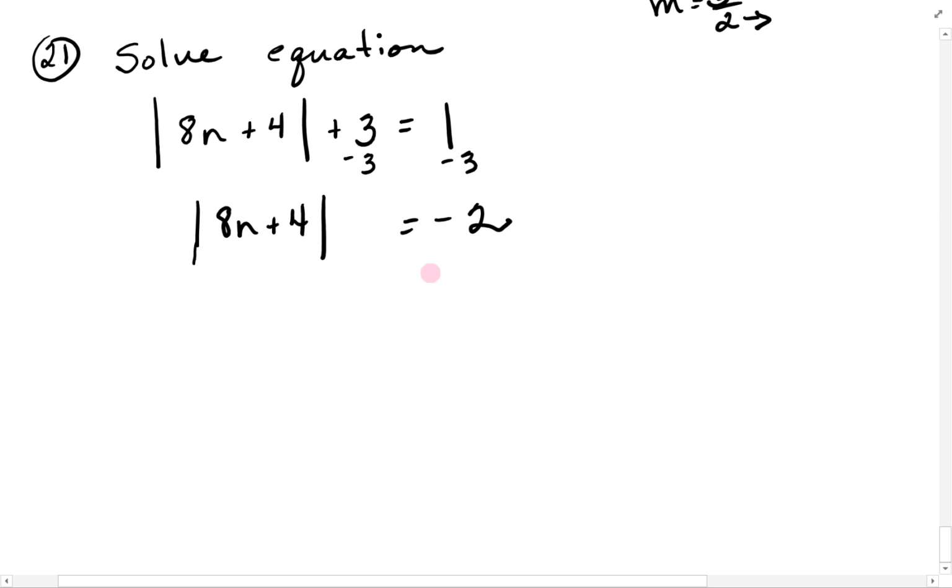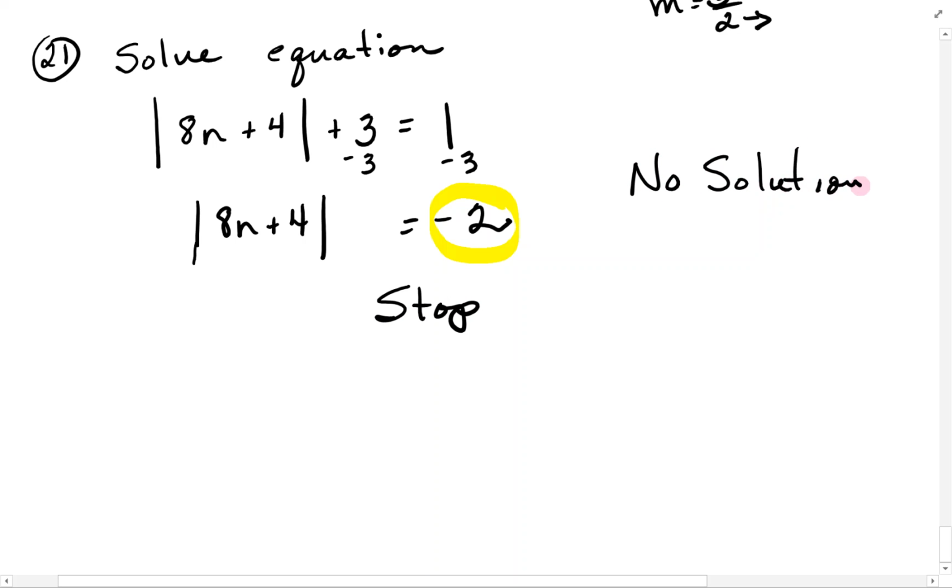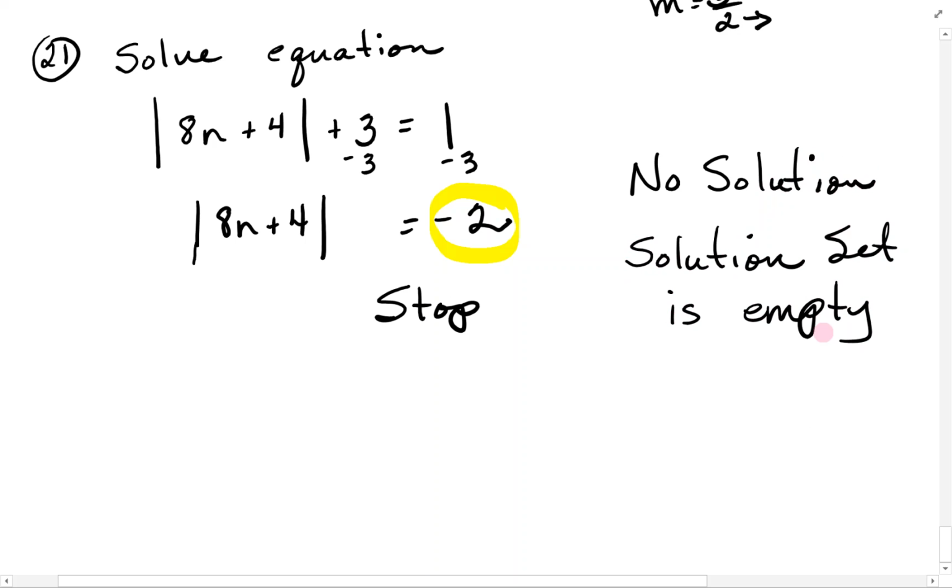And in this particular problem, I will stop, because I hope you remember that an absolute value cannot equal a negative quantity. So I hope I have one I can do in a minute, but this one I had to stop. The answer is that there is no solution. Sometimes they say the solution set is empty, and the symbol for empty set looks like that.